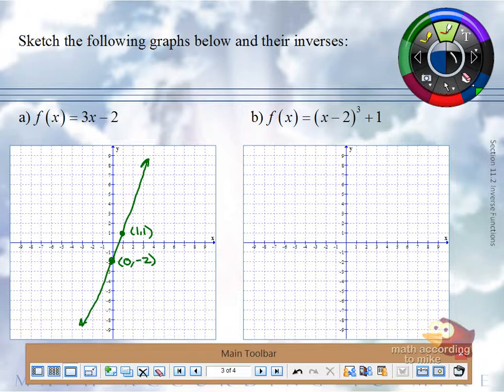Now, you can eyeball these, but it's easier if you do have some ordered pairs as a point of reference here. So in green there is the original function f. In blue, I'm going to graph the inverse. If the original function sends 0 to -2, what does the inverse do? -2 goes to 0. If the function sends 1 to 1, what does the inverse do? 1 to 1.